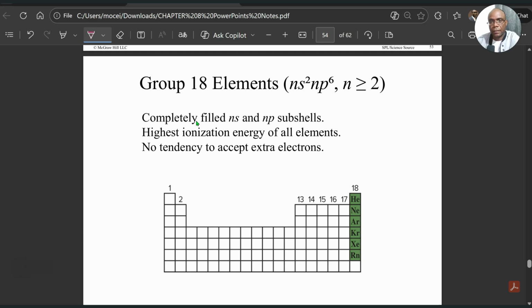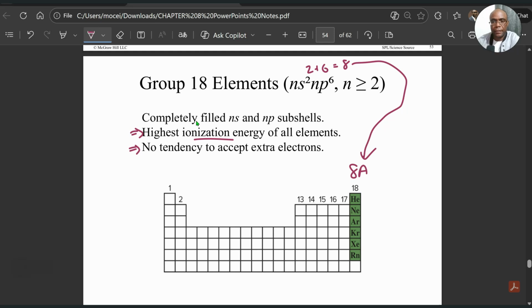And then lastly, we have main group 8A. If you add 2 plus 6, you're going to get 8. Those are noble gases. They do not gain electrons. They have very high ionization energy of all the elements. They have no tendency to accept electrons. They have no tendency to lose electrons. So high ionization energy for sure.